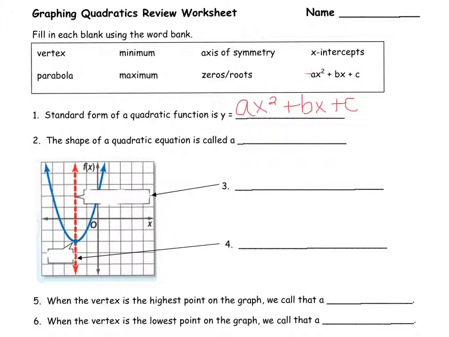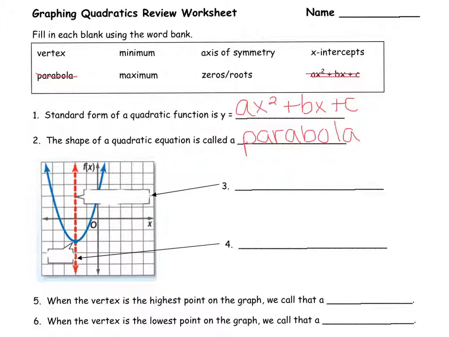And we're going to take that from our word bank, so we'll cross that out. Question number 2, the shape of a quadratic equation is called a parabola. Remember we discussed in class that the graph makes a U shape, or a parabola.